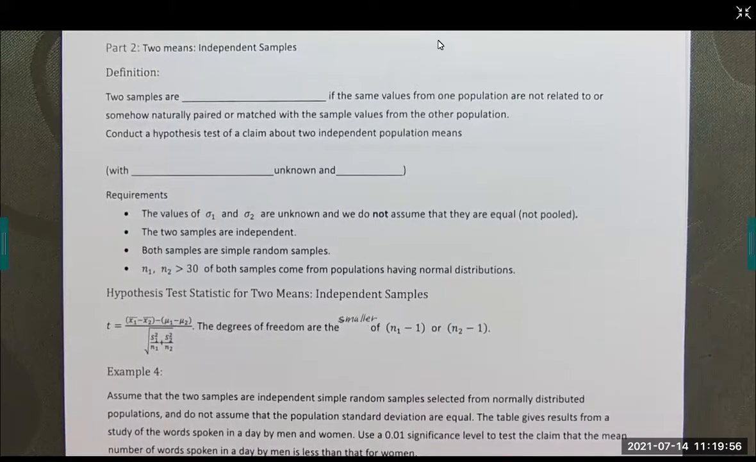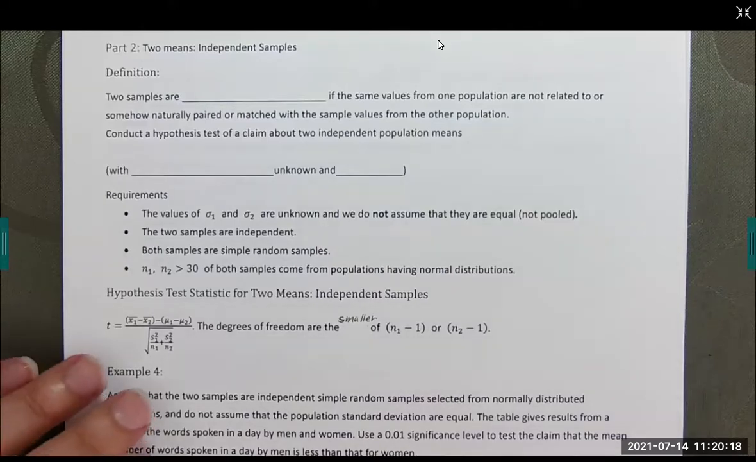Welcome back, everyone. Here we are in section 9.2, where we are going to compare two means. Most of the time, we do not know either population standard deviation. So these are almost exclusively going to be t-tests that we do, which means we'll need degrees of freedom and all that, but we'll get to that.